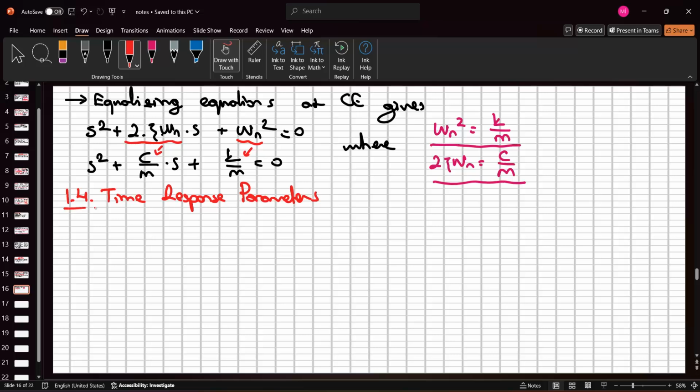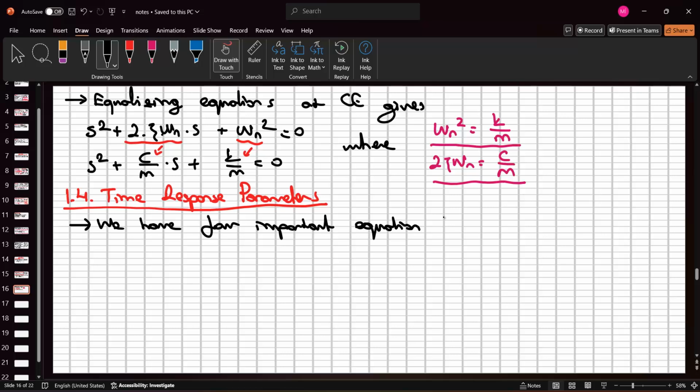Should be discussed in terms of the second order parameters. And so we have four important equations to model the coefficients of the MCK in here.